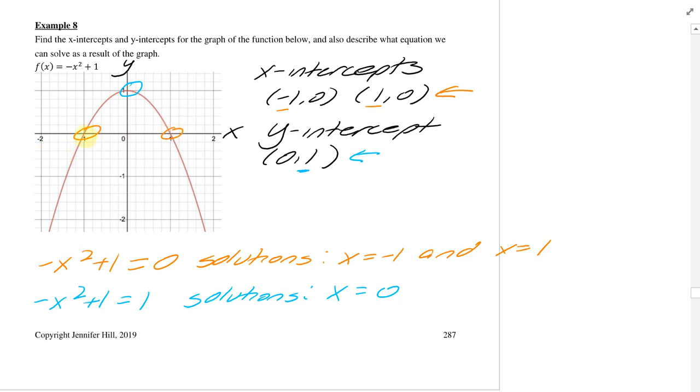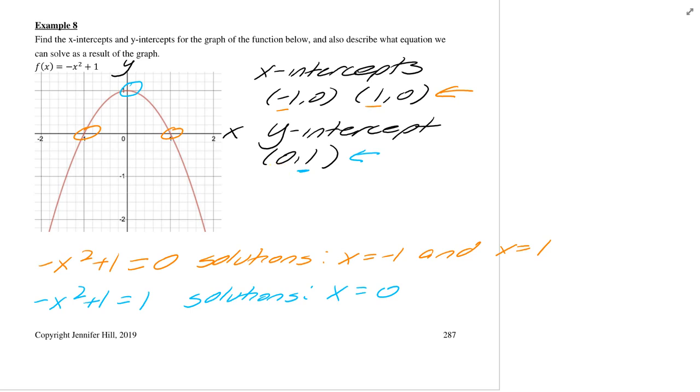I said that I can set this equation equal to 0, and if I just look at the x-coordinates, I will get to the solutions. Then for the y-intercept, here it is, I located what the point is, and now I said, well, if I set this equation equal to the y-coordinate, so the 1, I still know what the solution is. It's just x equals 0. So again, we're adding on to something that we've noticed, and it's a very powerful concept.